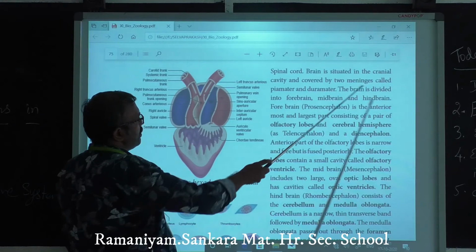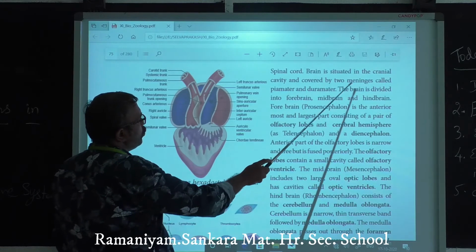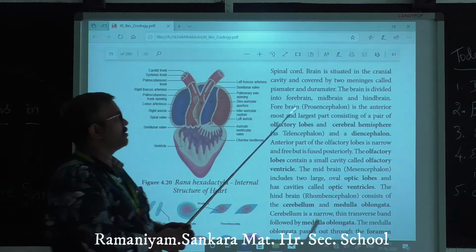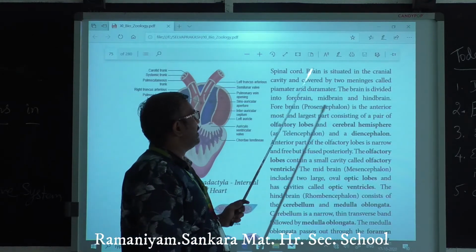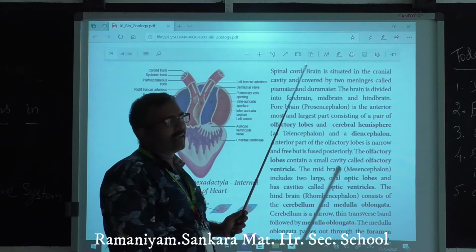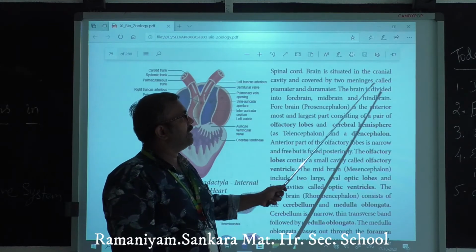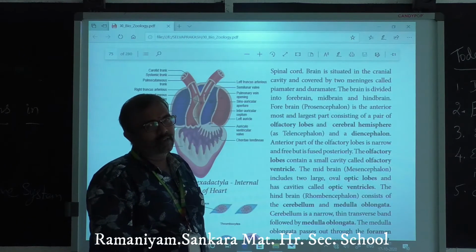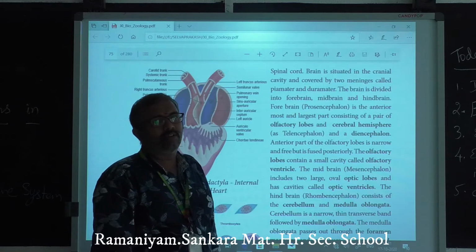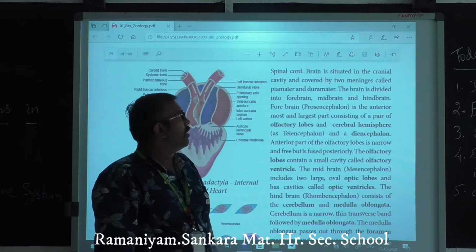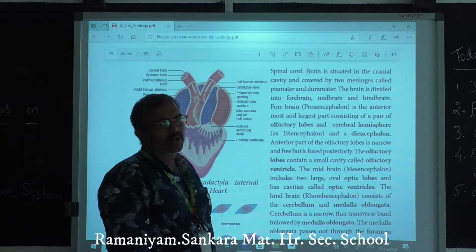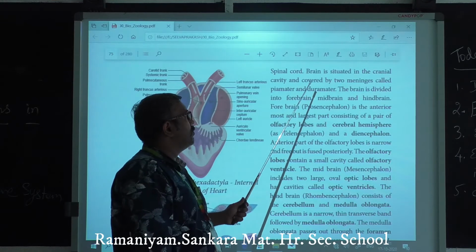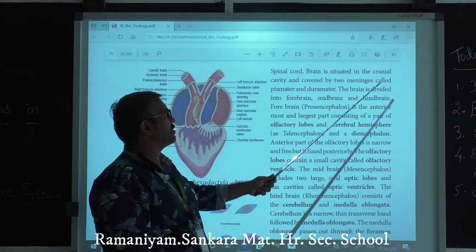The brain is situated in the cranial cavity and covered by two meninges, called piamater and duramater. In humans there are three membranes: piamater, duramater and arachnoid. But in the frog there are only two meninges, piamater and duramater.